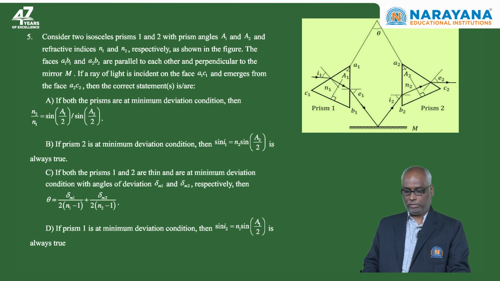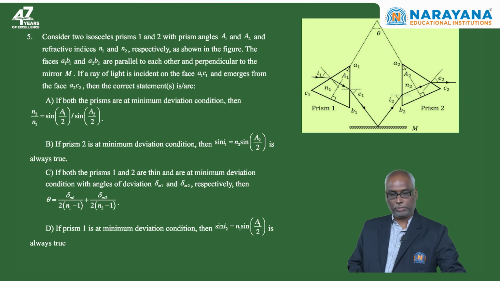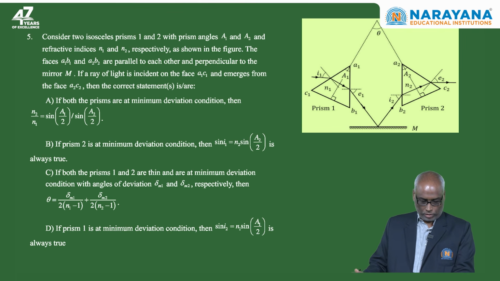Now, they are inclined and they are almost symmetric to the mirror. So, a ray of light is incident on the first prism, refracted by the first prism, undergoes reflection by the mirror and then undergoes refraction in the other prism. Right, let us see each option at a time.